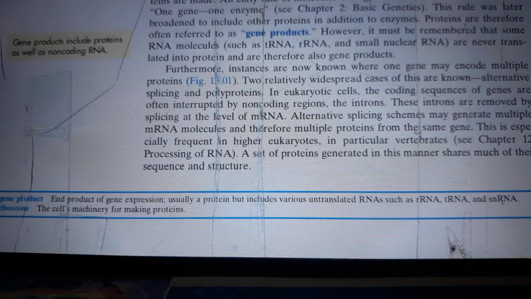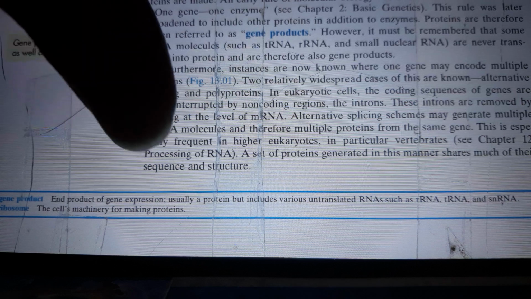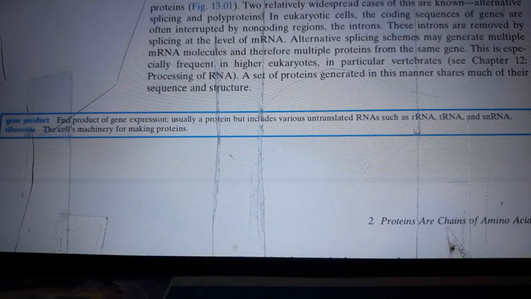However, it must be remembered that some RNA molecules such as tRNA, rRNA, and small nuclear RNA are never translated into protein and are therefore also gene products. Furthermore, instances are now known where one gene may encode multiple proteins, figure 13.1 coming up. Two relatively widespread cases of this are known, alternative splicing and polyproteins in eukaryotic cells.